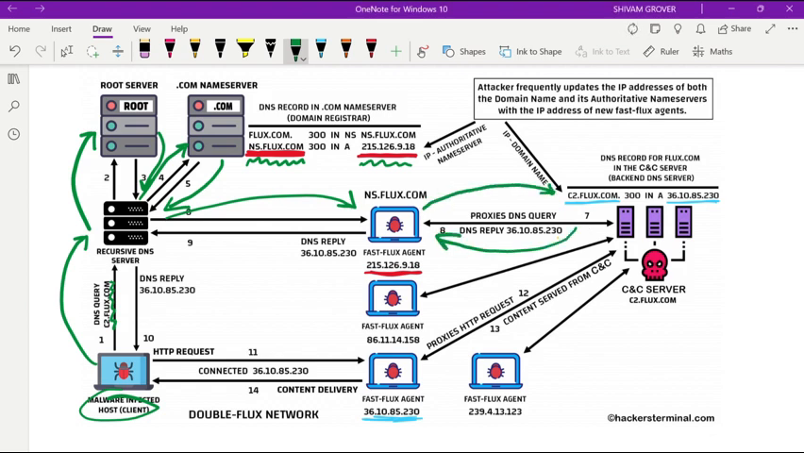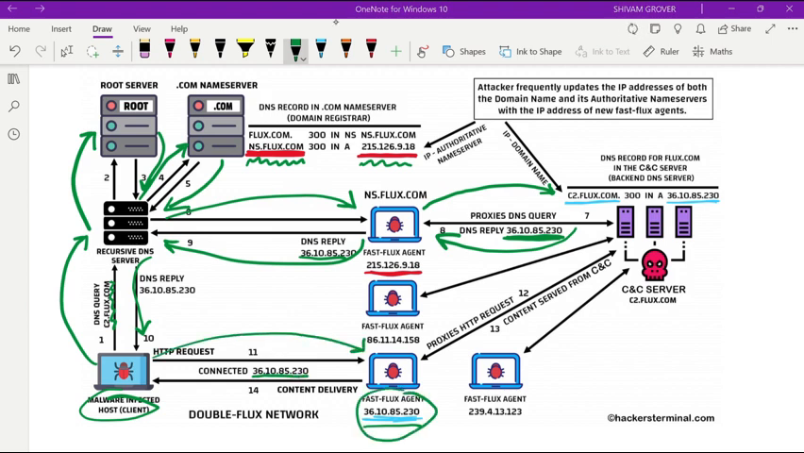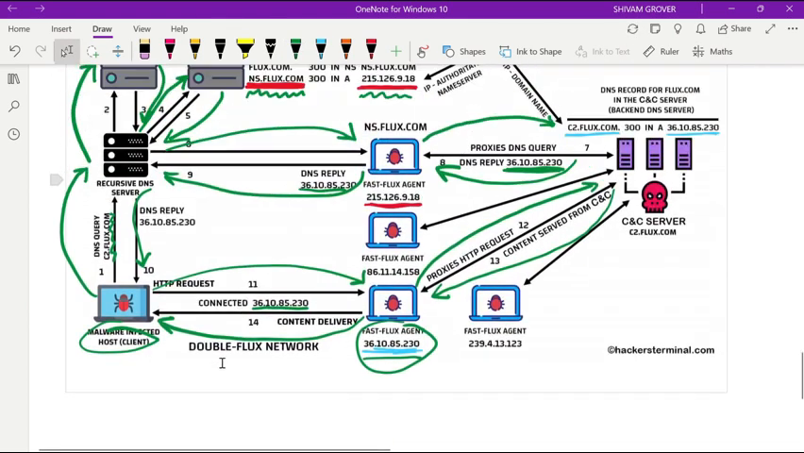the C2 server is going to respond, and it responds with the IP address of a bot, which is this bot. So now this bot is going to reply with this IP address, and this IP address is given by the recursive DNS to the malware infected host. And then the malware infected host sends an HTTP request to this IP address, which corresponds to this bot. And after receiving the request, it's going to send the request to the C2 server, which is going to send the reply back to the bot, and the bot is going to deliver the reply to the malware infected host. And this is how the double flux networks work.